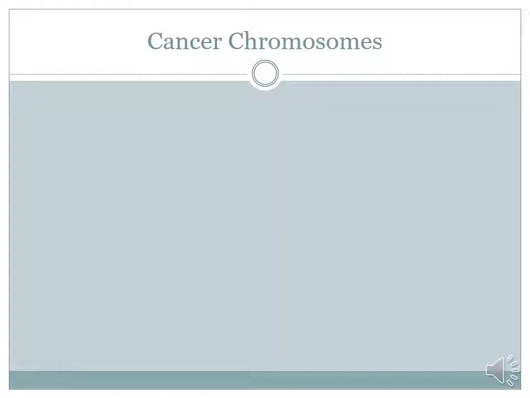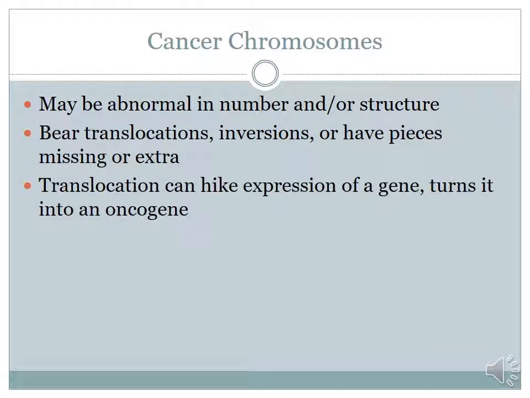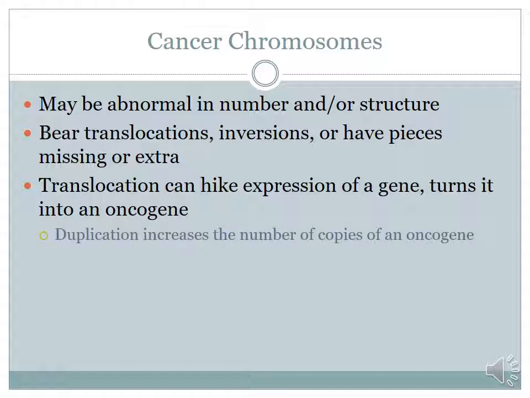So the cancer chromosomes may be abnormal in number or structure. They may bear translocations, inversions, or have pieces missing or extra. The translocation can increase the expression of a gene, it can turn it into an oncogene, and the duplication increases the number of copies of an oncogene. Deletion may remove a tumor suppressor gene.